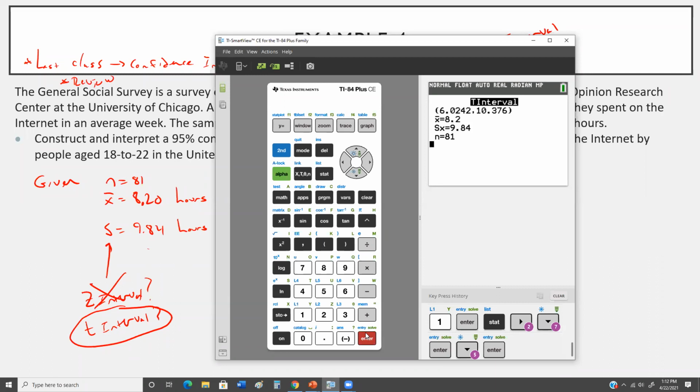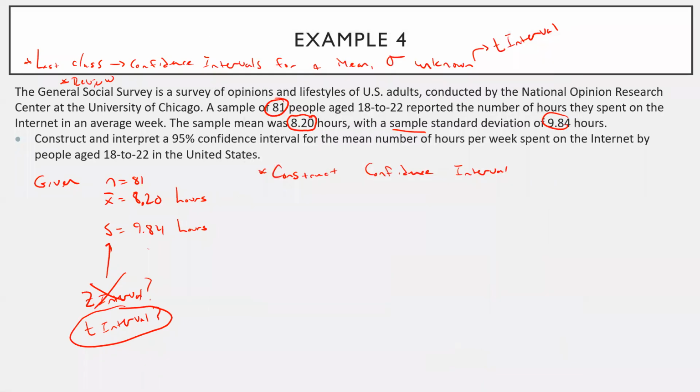How many people see that number? You see what I have right there on the screen with me. Got one, yes. Okay, awesome. That's the construct part right there. I'll just round to 2 decimal places: 6.02 to 10.38. Awesome.